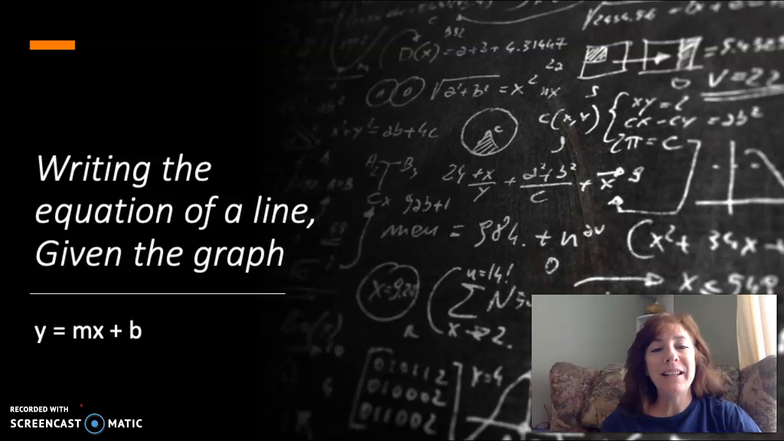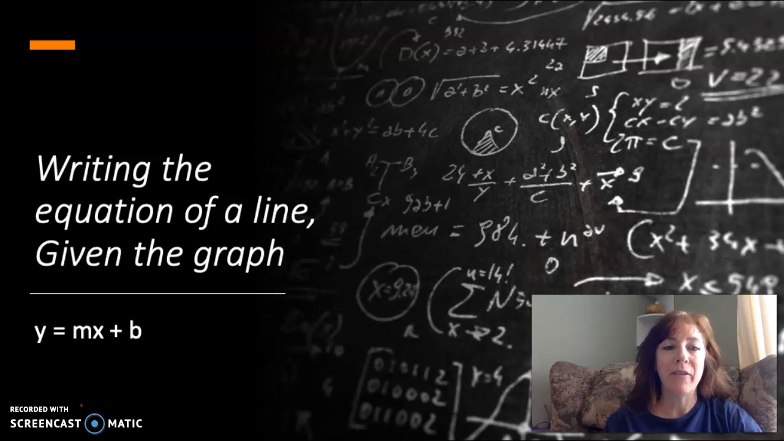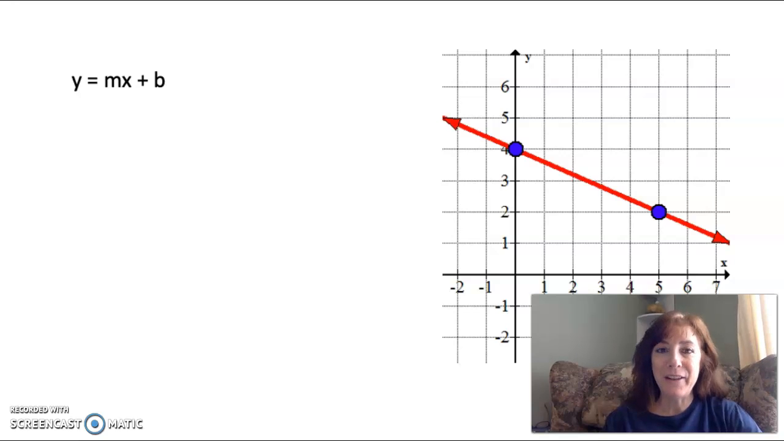Hi, now we're going to talk about how to write an equation just by looking at a graph for a given straight line. When we see the graph of a line, we know immediately that our line should be written as an equation with an equal sign in the form of y equals some number m times x plus some other number b. Now let's remember what these mean.